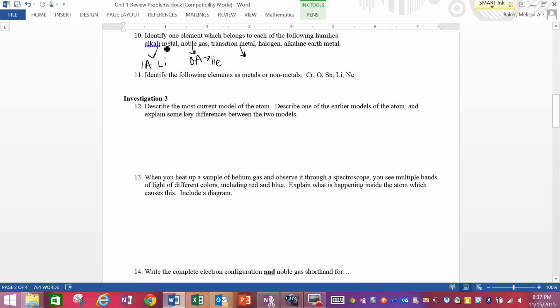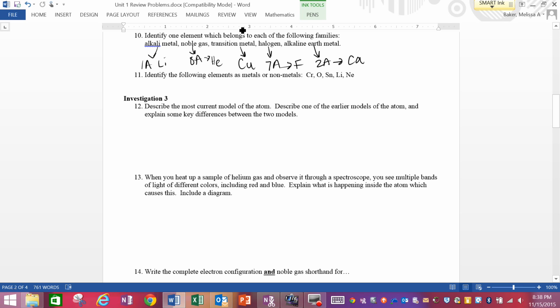Transition metals are that whole middle block of elements. So you'll have to look at the periodic table in class. This section's actually labeled for you. Copper would be an example. The halogens are group 7A. So things like chlorine, fluorine, bromine. And the alkali earth metals are next to column 1A. Column 2A, that's got things like beryllium, calcium, magnesium.